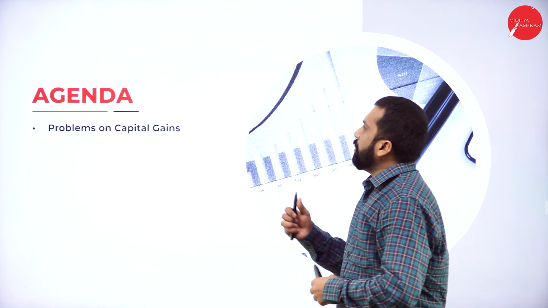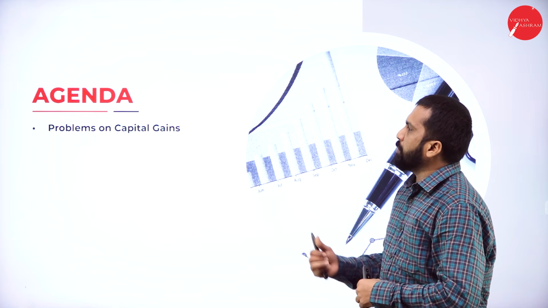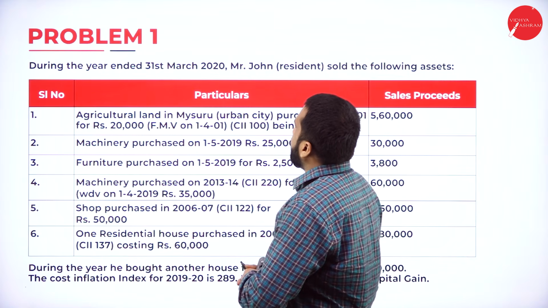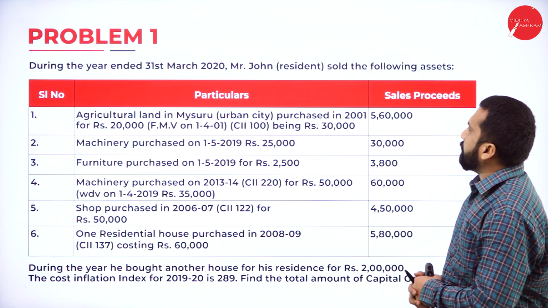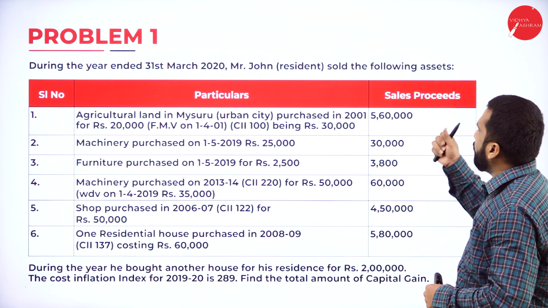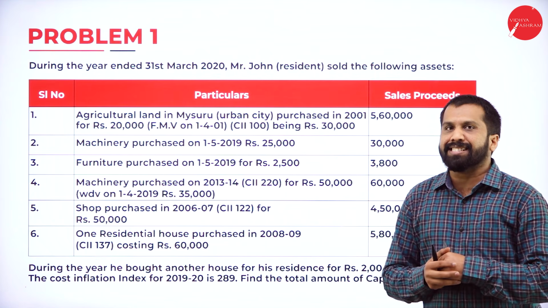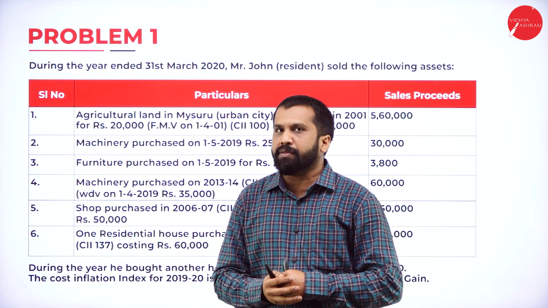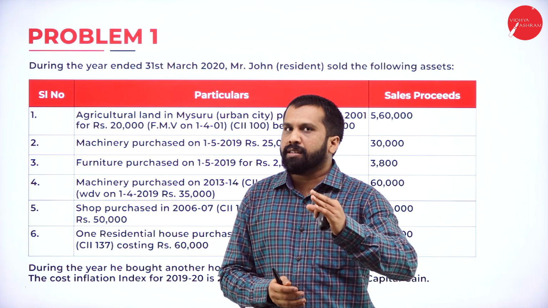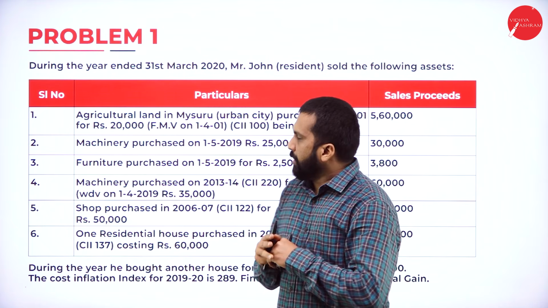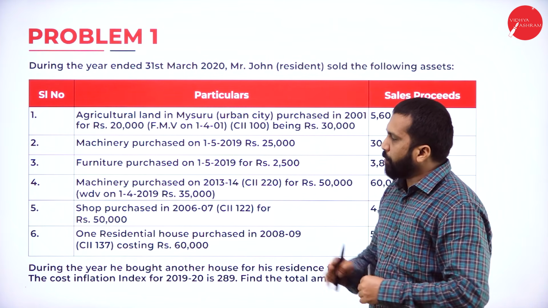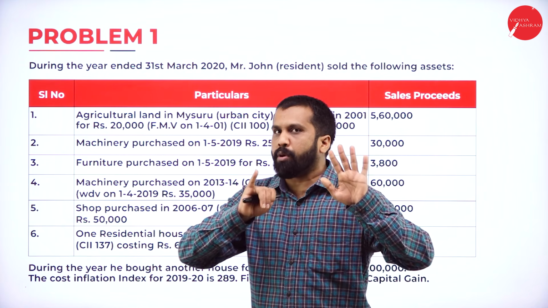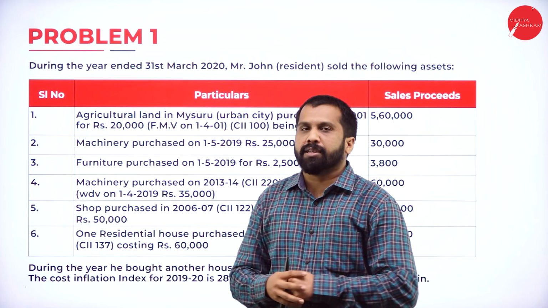So your agenda is very simple. Problems on capital gains. In this, during the year ended 31st March 2020, Mr. John, a resident, sold the following asset. So this is the information we have. According to this, we are supposed to find out the capital gain. As I told you, there are 6 points. You have 6 problems in a single question.